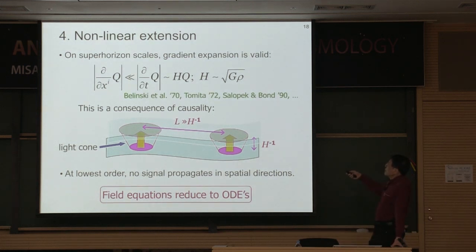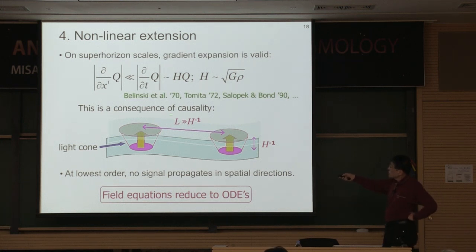So on superhorizon scales, as I said, essentially your wavelength is much greater than the Hubble scale, so the spatial derivative is small compared to the time derivative. I mean, we are interested in something which varies in time. So essentially the time variation is determined by the Hubble parameter. Or, in standard gravitational language, it's the inverse of the free-fall time scale.